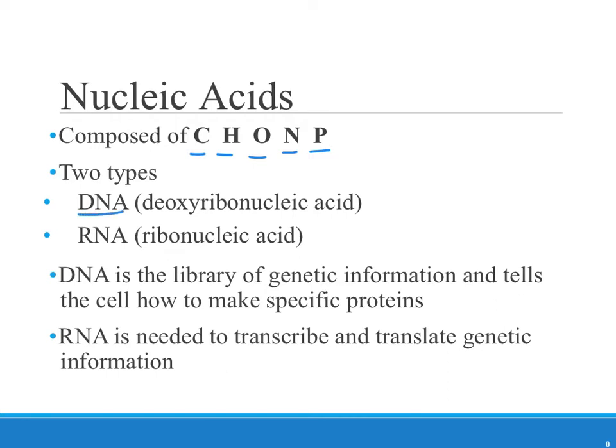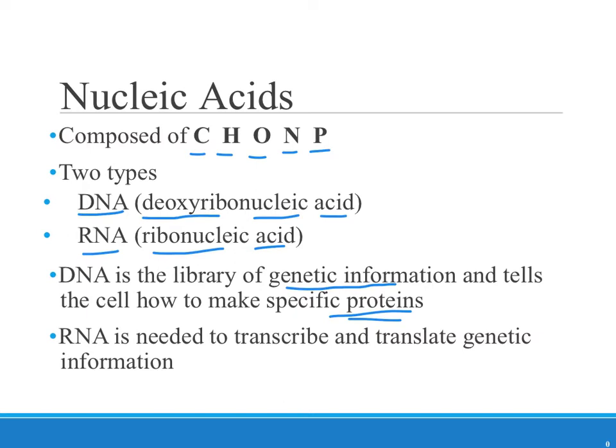DNA is deoxyribonucleic acid, so that's where our DNA comes from. And then RNA is ribonucleic acid. DNA serves as a library of genetic information. It's basically a bunch of directions that tells the cell how to make specific proteins, because everything is about proteins. Remember, that macromolecule is what you're made of after we take all the water out, mostly your protein.